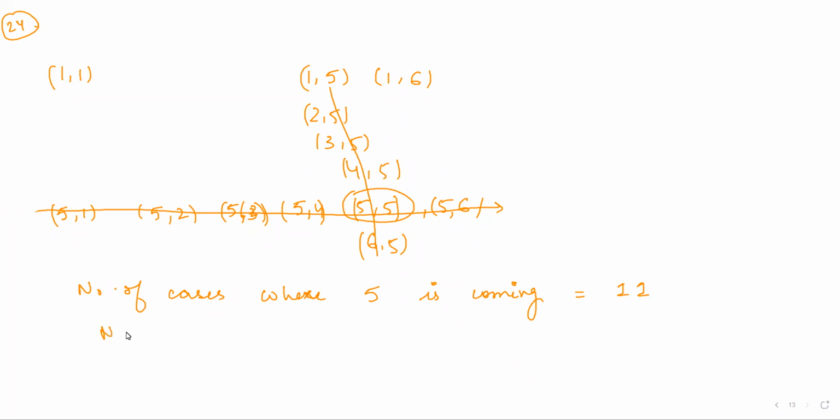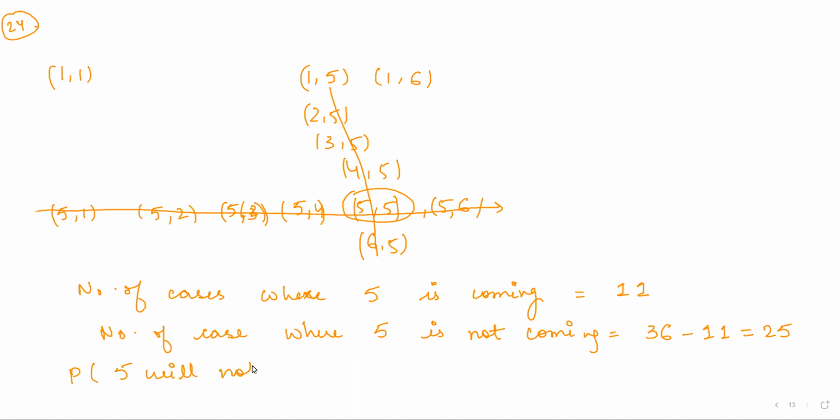So that means the number of cases where 5 is not coming: total cases are 36 minus 11. That gives you 25. So the probability that 5 will not come either time will be 25 divided by 36. That's it.